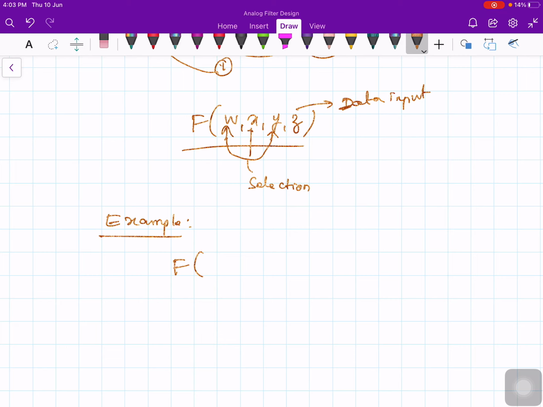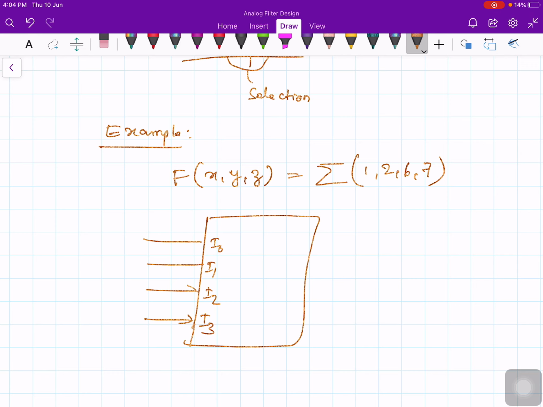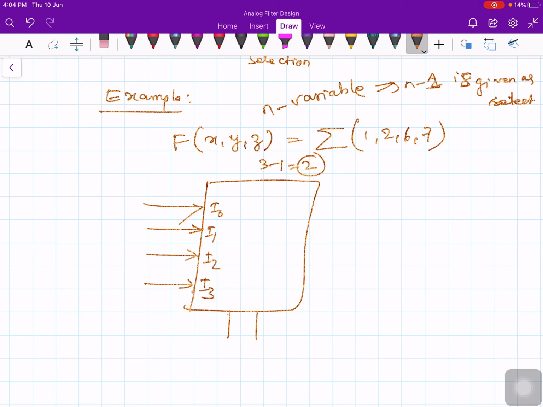Now let me consider a Boolean function f of x comma y comma z, only a 3 variable Boolean function. This is going to be summation of 1 comma 2 comma 6 comma 7. So the function of 3 variables can be implemented with how many input multiplexer do I need? 4 inputs, I0, I1, I2, I3. Why only 4? Because if you take an n variable Boolean function, out of these n variables, n minus 1 are given as selection inputs. So 3 minus 1 is 2. Therefore I need two selection lines.